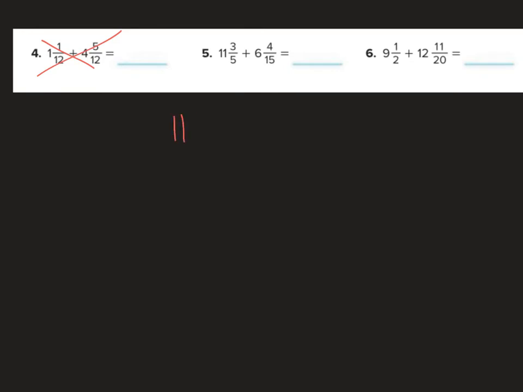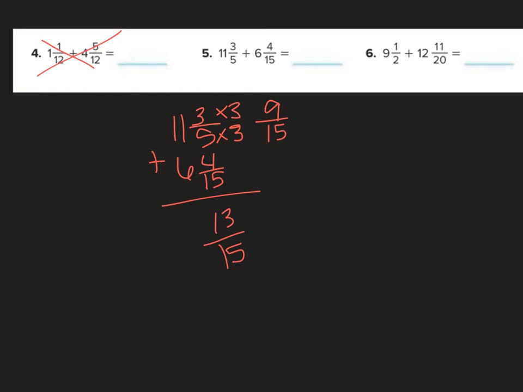So let's do 11 and 3/5 plus 6 and 4/15. I need to multiply by 3 to get a common denominator of 15. So I'd get 9/15. 9 plus 4 is 13/15. Then I'm going to add my whole numbers. Notice how I'm adding this fraction with this fraction. I can do it because they're common denominators. 11 and 6 makes 17. So 17 and 13/15 is my answer.